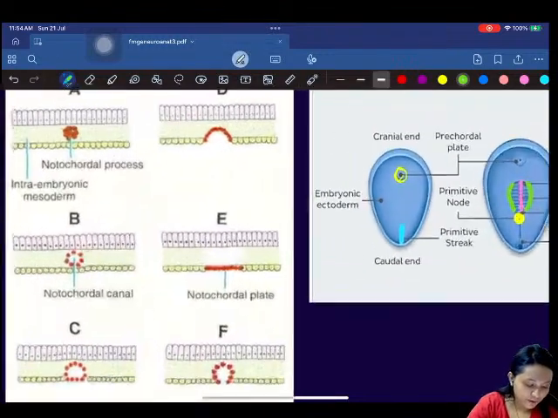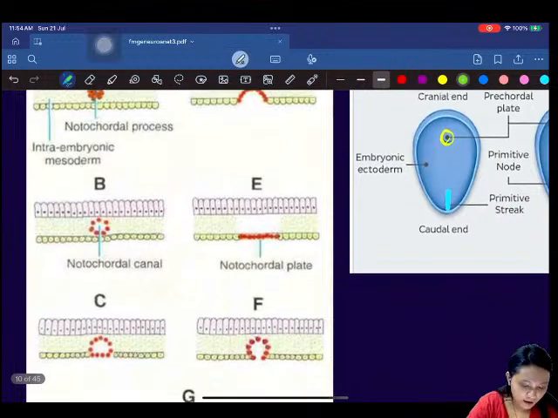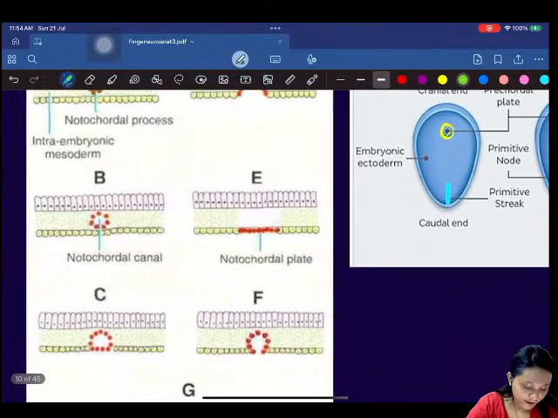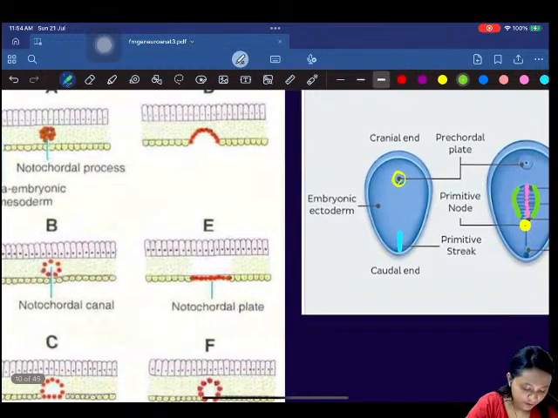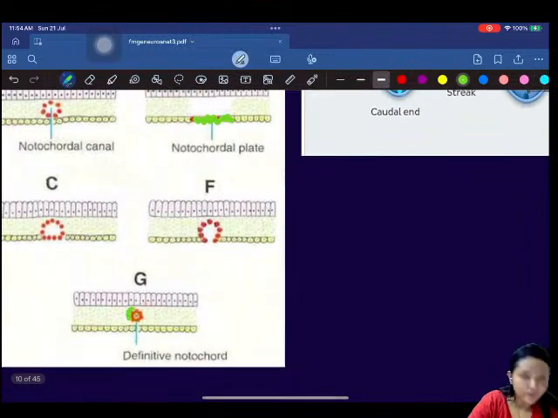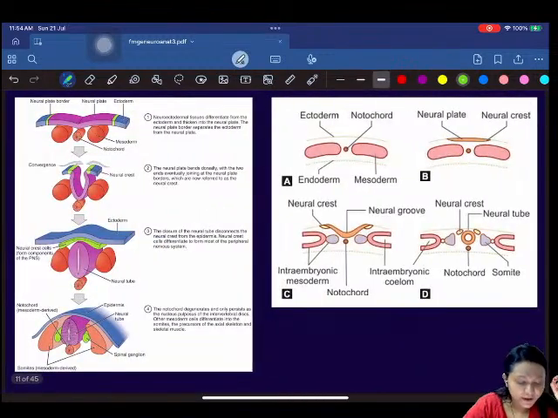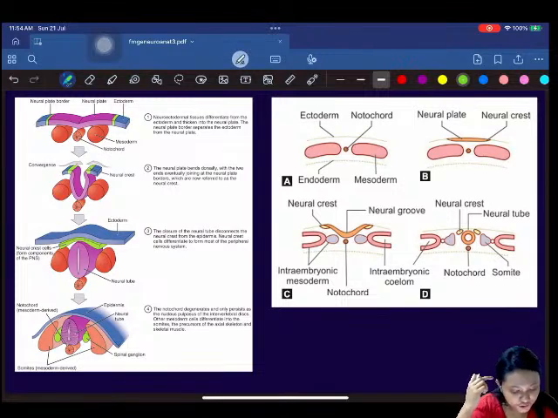Similarly here you can see that there is a notochordal process, then the notochordal canal, then you have the neuroenteric canal. After that you will have the notochordal plate, and then you will have the definitive notochord. So that is how the notochord is formed. Then there will be the formation of the neural tube. Now, how is the neural tube formed?